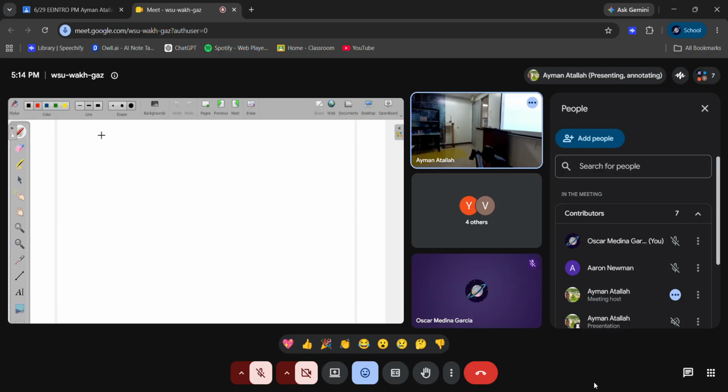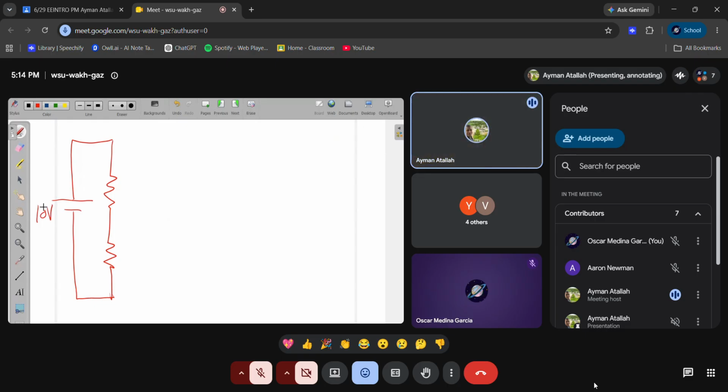Okay. So let me tell you, if you have these two resistances here, let me have 10 volt here. If you bring your multimeter to measure the voltage, and this is 1K, and this is 1K, what is the voltage between these 2 points?